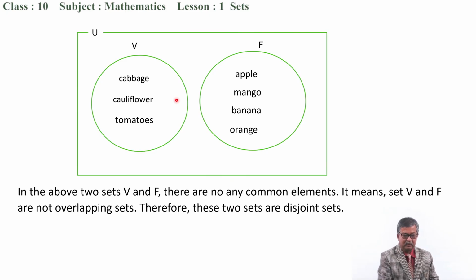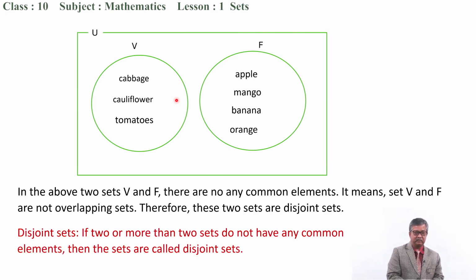So from this example, we can define the disjoint sets like this. Disjoint sets means what? If 2 or more than 2 sets do not have any common elements, then the sets are called disjoint sets. So this is clear from this example, isn't it? Here set V and here set F. These two are different sets. There are no common elements. So from this example, it is clear that disjoint sets are sets formed from 2 or more than 2 sets, where there are no common elements.